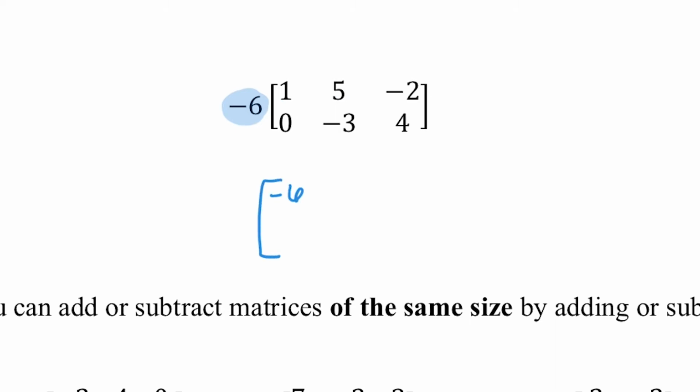the top left. -6 times 5 will give us -30. -6 times -2 is 12. That's the first row. -6 times 0 is 0. -6 times -3 is 18. -6 times 4 is -24. So, scalar multiplication, not too bad.